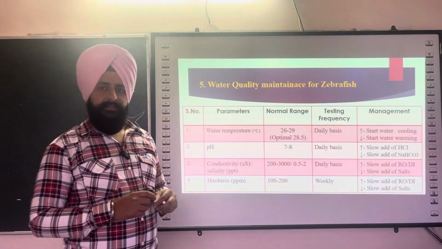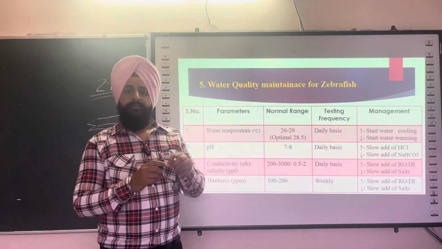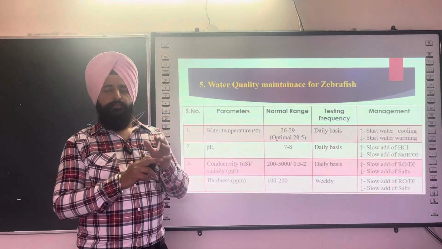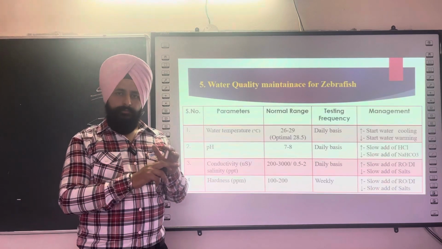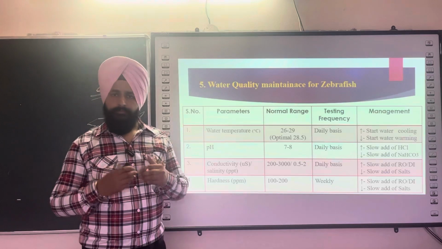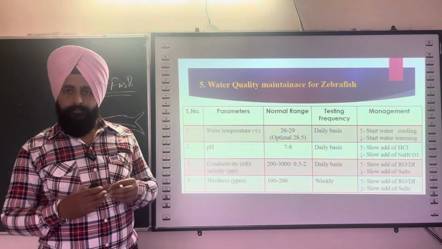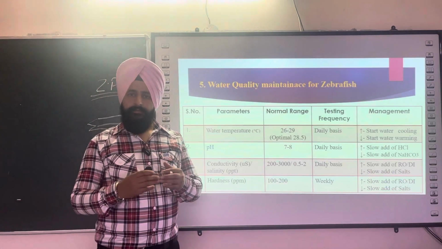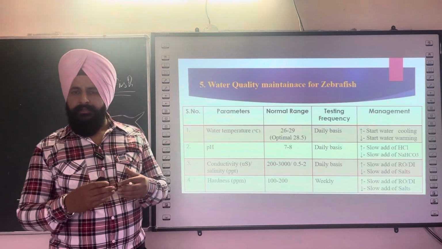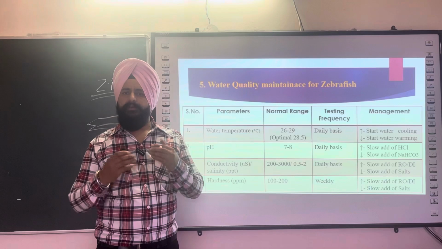So parts per million, what is hardness? Firstly, it is necessary to understand that there are two types of water: either soft water or hard water. Basically, the water which we use for drinking and the water which we obtain from the RO is soft water, and the water from wells and the water from nature, that is, from the rain, is called hard water.